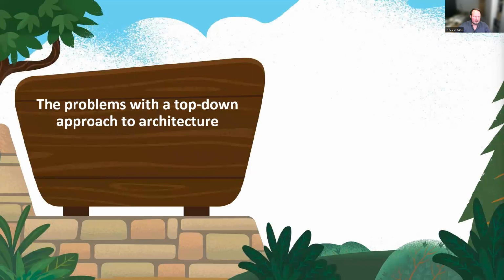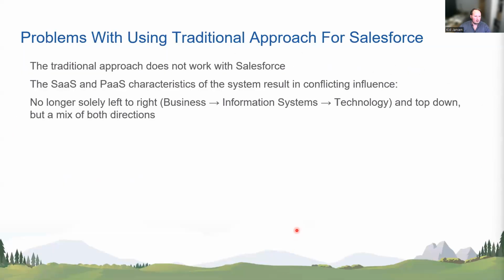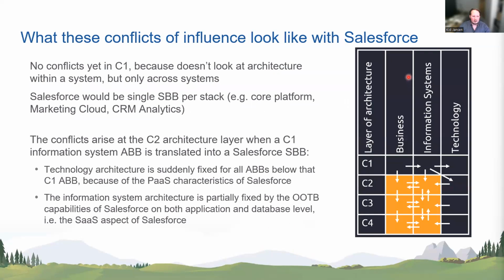So what's the problem with this, with Salesforce? I already covered a little bit of it in the problem statement. It's that the SaaS and PaaS characteristics of the system will conflict with the influence. It's no longer solely left to right, so going from business to information system to technology and top down, but it's a mix of both directions. So what does that look like?